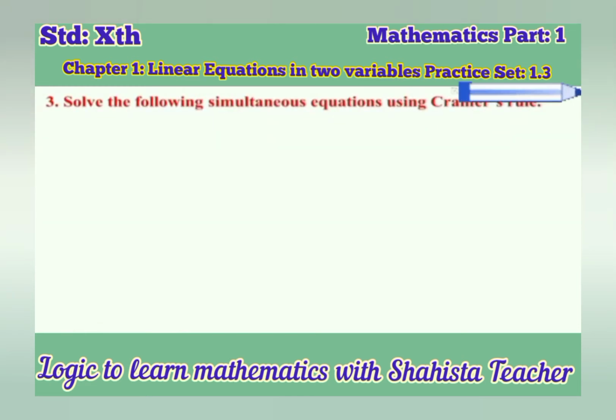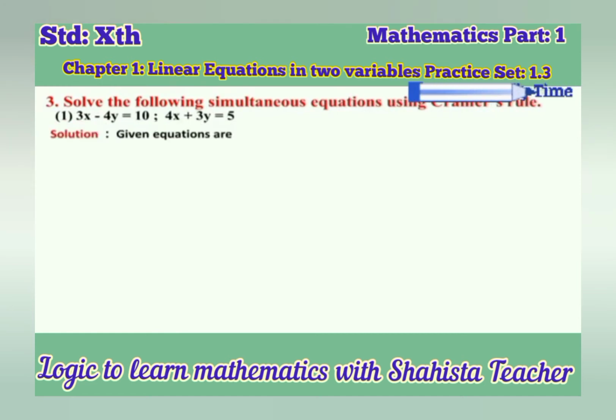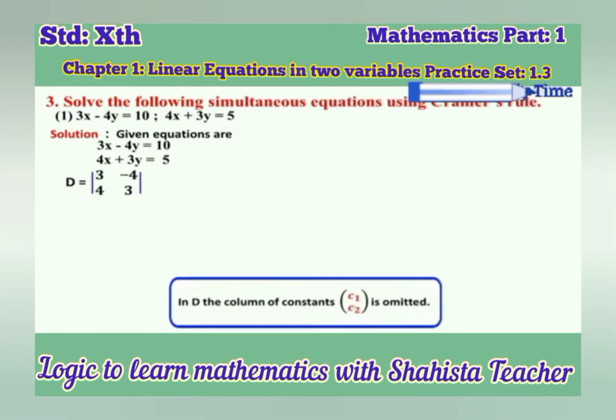Now let's solve the following simultaneous equations by using Cramer's rule. We will apply that rule when we are solving question number 3. Question number 3, sub question 1 says 3x minus 4y is equal to 10. The given equations are 3x minus 4y is equal to 10, equation 1, and 4x plus 3y is equal to 5, equation 2. Now here D is the determinant |3 -4; 4 3|.